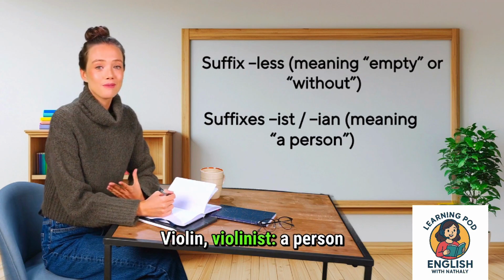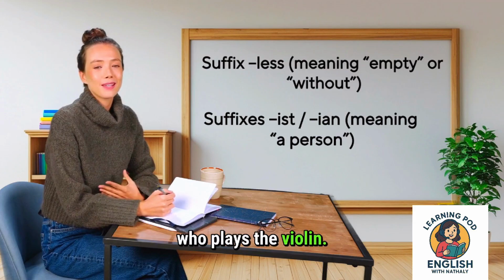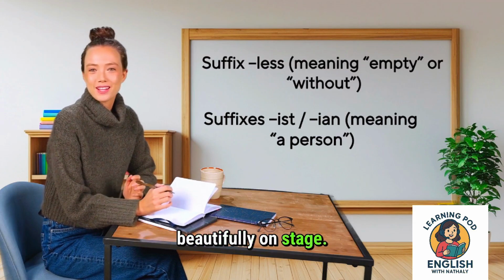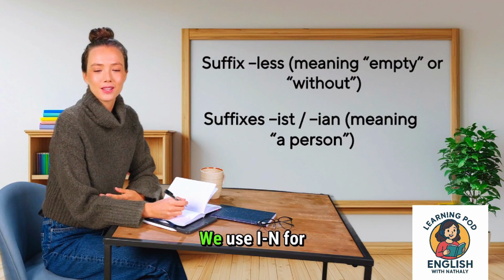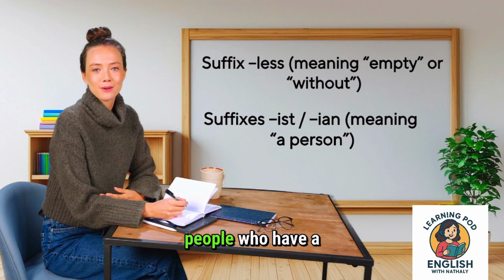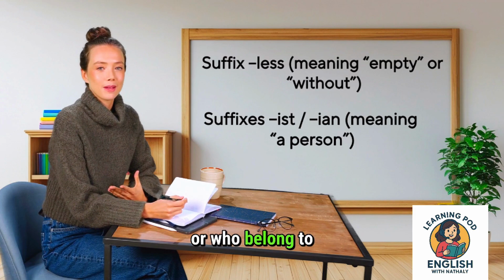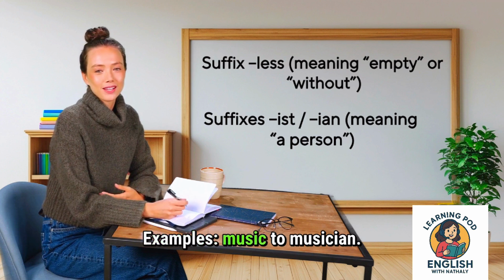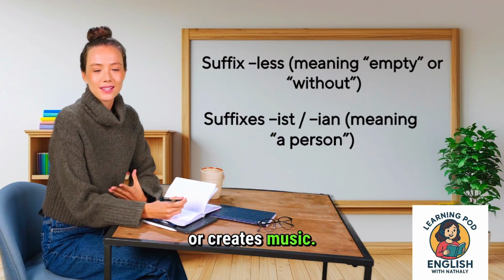Violin, violinist, a person who plays the violin. Example: the violinist performed beautifully on stage. The suffix -ian. We use -ian for people who have a profession or special skill, or who belong to a certain field. Examples: music, musician, a person who plays or creates music.